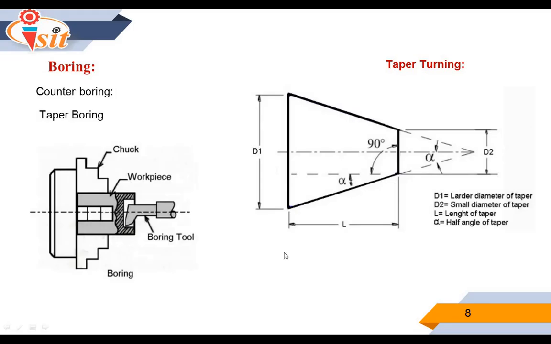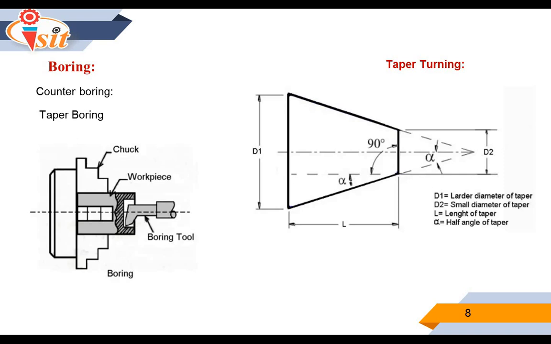Next operation is boring operation. Boring is the operation of enlarging the hole which is already drilled, punched or forged. It cannot produce the hole. Boring is similar to the external turning operation and can be performed in a lathe. In this operation, the workpiece is revolved in a chuck or a faceplate, and the tool which is fitted to the tool post is fed into the work.